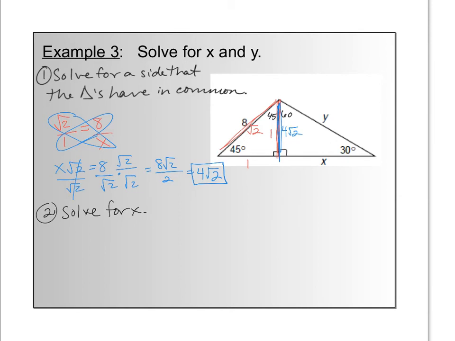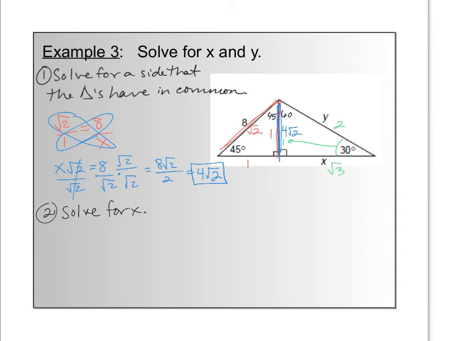So now I'm going to use the triangle on the right. And the triangle on the right is a 30, 60, 90 triangle. And remember, the ratio of those legs, the short leg gets the 1. So across from the 30, this gets a 1. The hypotenuse gets a 2. And the long leg gets a root 3.